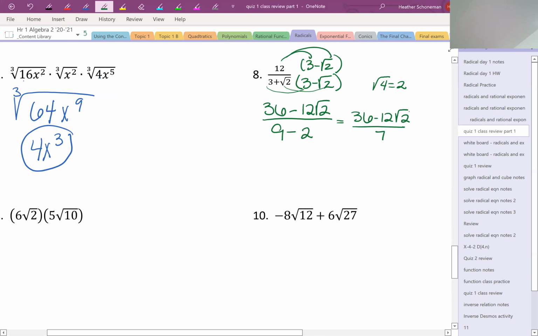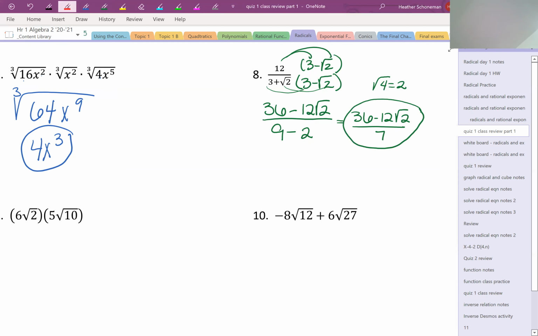Now we're going to ignore this radical 2 for a second and ask ourselves if there's any number that goes into 36, 12, and 7. And the answer is no. No, there is not. So this is my final answer.